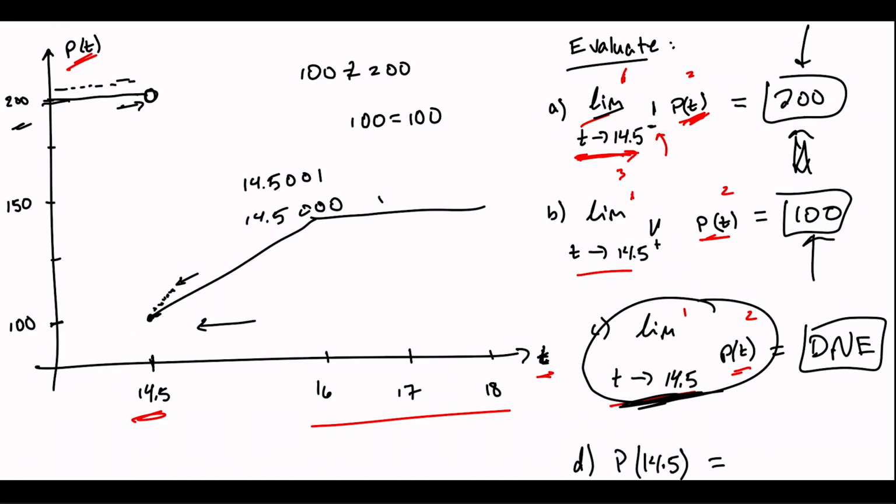So for the last one, you want to evaluate the function. Remember this functional notation p of 14.5. You're substituting the value t equals 14.5 into the function p. Well, we're given the graph, and so is it defined at 14.5? Yeah. It's got a closed circle here at 14.5, so the value is simply equal to 100.